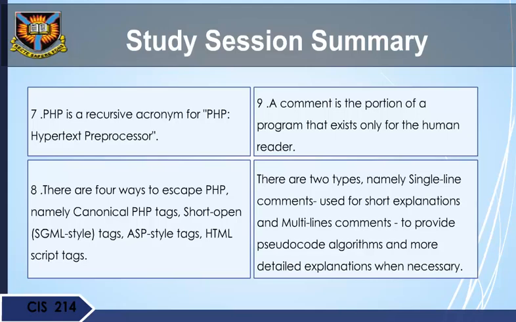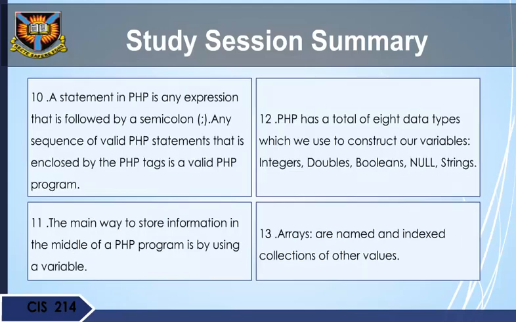7. PHP is a recursive acronym for PHP Hypertext Preprocessor. 8. There are 4 ways to escape PHP, namely canonical PHP tags, short open SGML style tags, ASP style tags, and HTML script tags. 9. A comment is the portion of a program that exists only for the human reader. There are 2 types, namely single-line comment used for short explanations and multi-line comment to provide pseudocode algorithms and more detailed explanations when necessary.